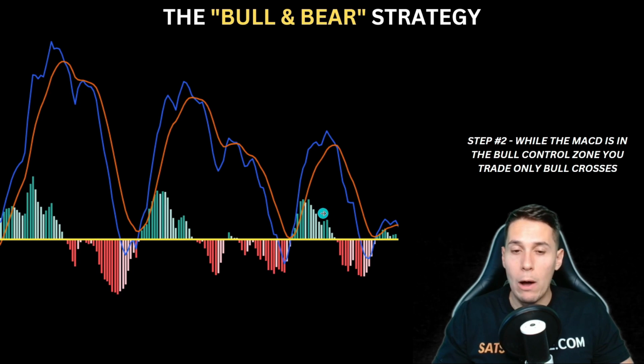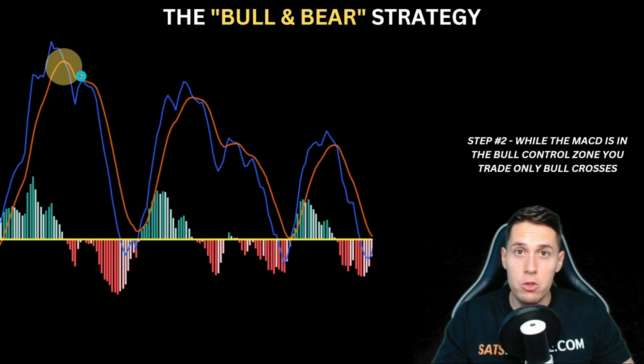Step number two, while the MACD is in the bull control zone, you trade only bull crosses, and by bull crosses I mean when the MACD line, the blue line, is crossing above the orange line. This is a bull cross, this is a bear cross. So this right here is a bear cross. Do you trade this cross, yes or no? No, you don't. This right here is a bull cross. The MACD line crosses above the orange line. Do you trade this cross while we are in the bull control zone, yes or no?